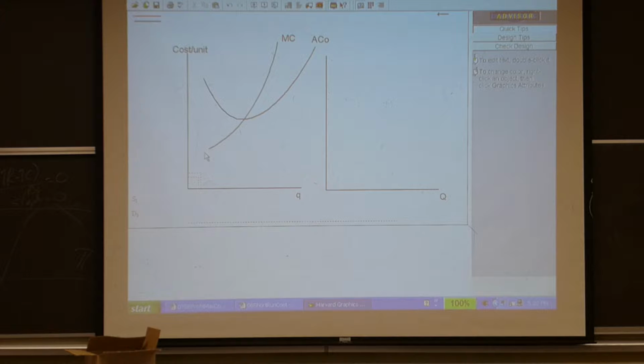Because the tail is below minimum. Don't put this in. I'll put it in for the moment. The tail is below minimum average variable cost. Right? It would be down here somewhere. And no part of the marginal cost curve is interesting below minimum average variable cost.